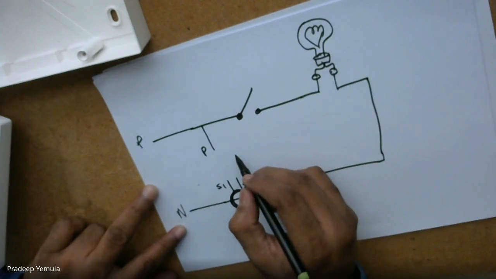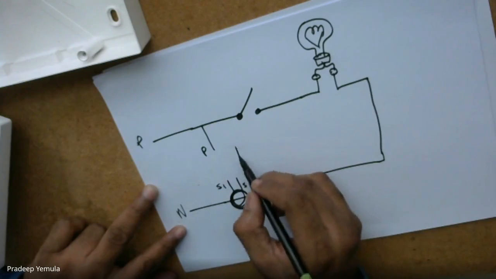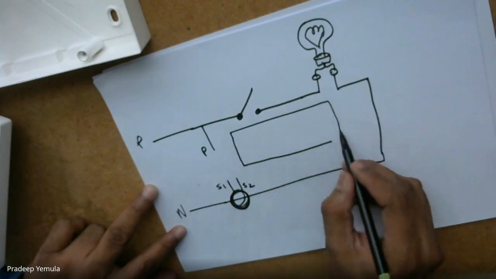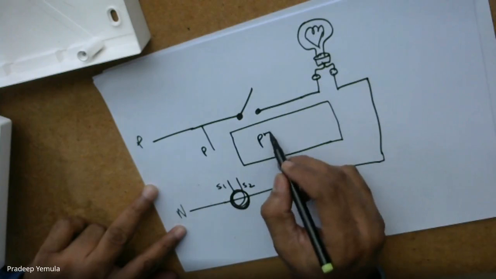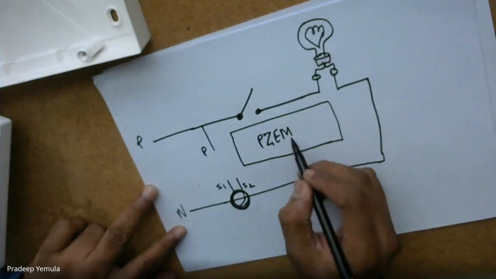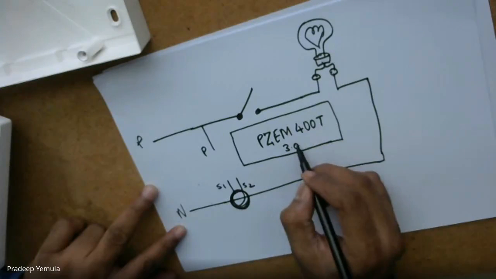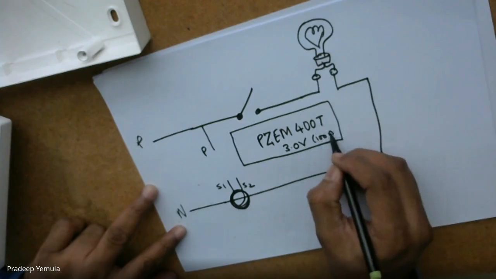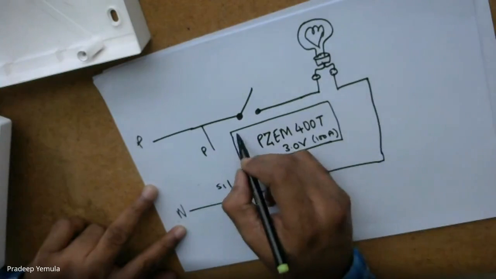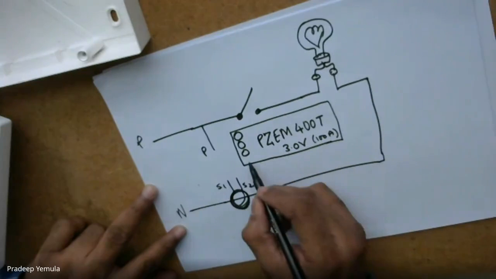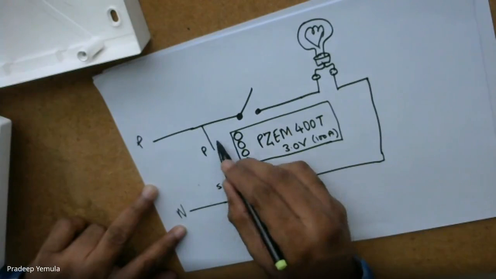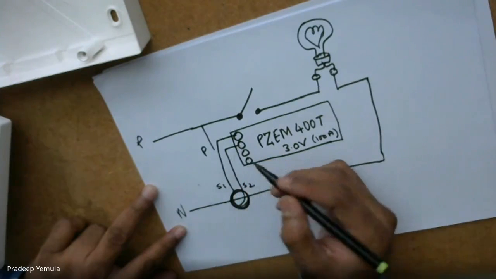So how did I connect this? Let me again show you. This is the entire device. The name of the device is PZEM400T 3.0 version, and the rating is 100 amperes. It has four terminals on the left side. These are the power terminals. How I connected: S1 goes to the first one, S2 goes to the second one.